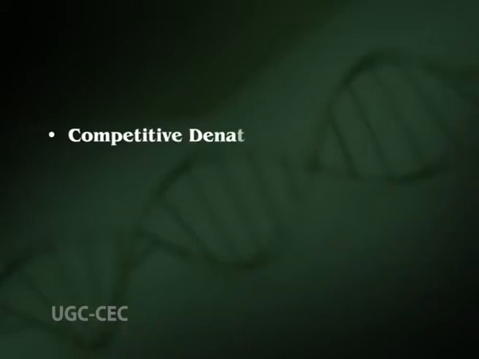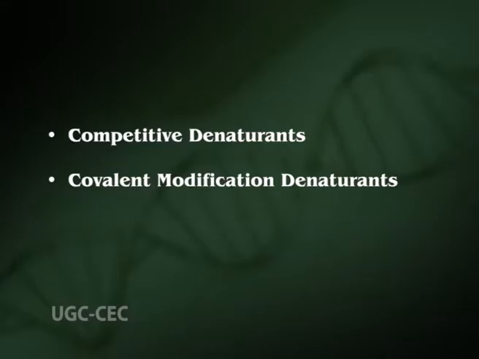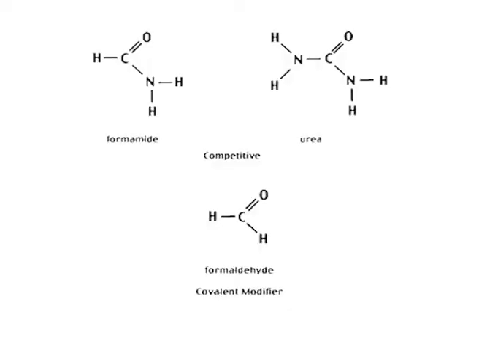Chemicals that can cause denaturation in DNA are called denaturants. They may be competitive denaturants or covalent modification denaturants. In the competitive denaturants, there is competition for forming hydrogen bonds with the electronegative centers of the nitrogenous bases. Such properties are exhibited by urea and formamide.